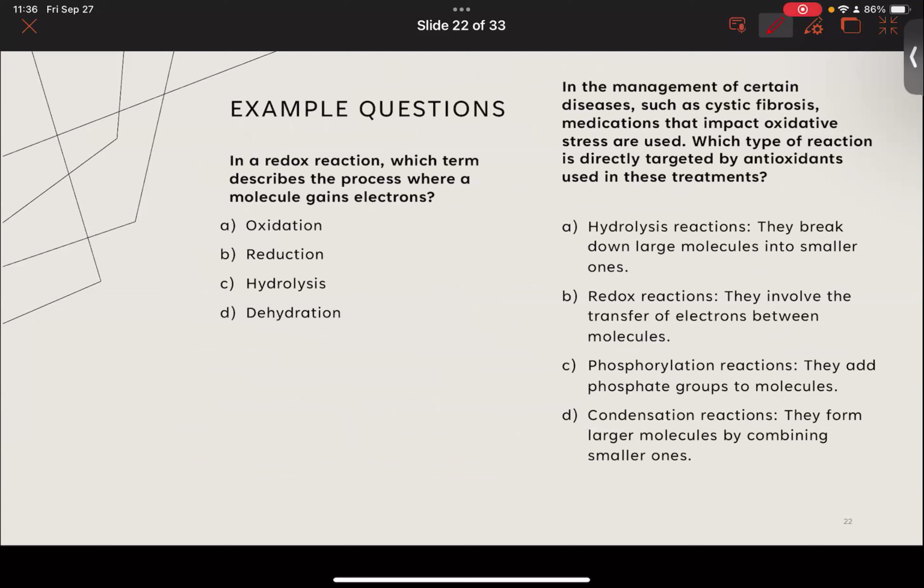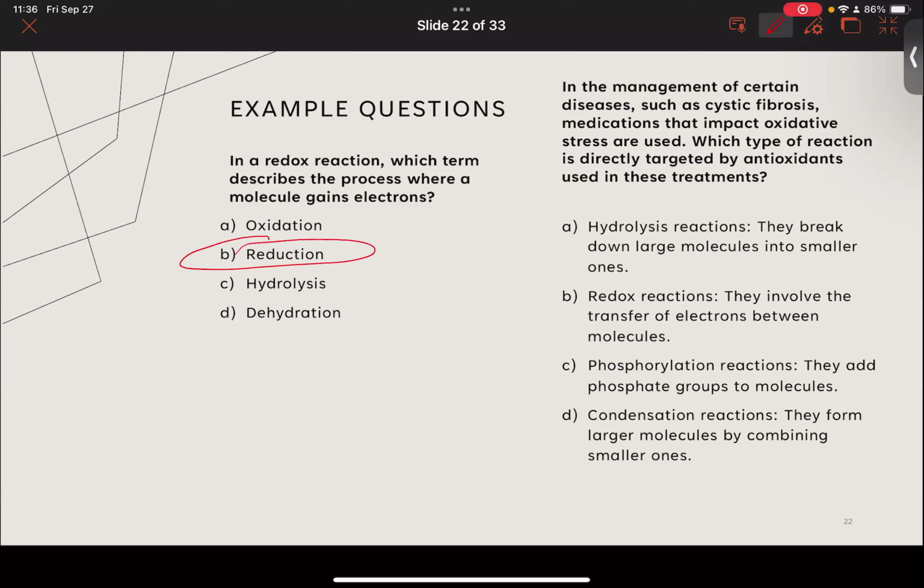Okay, in a redox reaction, which term describes the process where a molecule gains electrons? Now, I can look at "gains electrons" and be like, oh, gains electrons, GER, that's the GER part. So then I'd be like, gains electron, that is reduced, right? If you need to write it down though, write it down. So this is reduction. All right, the next question.